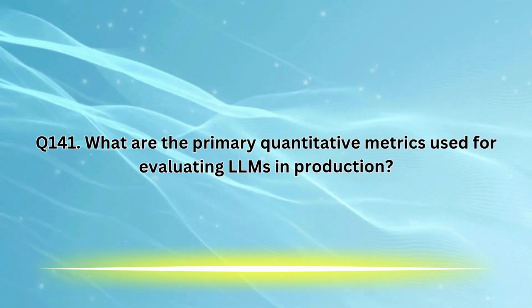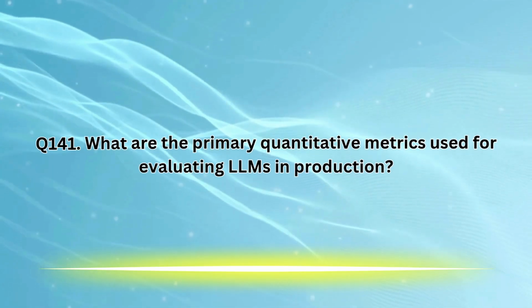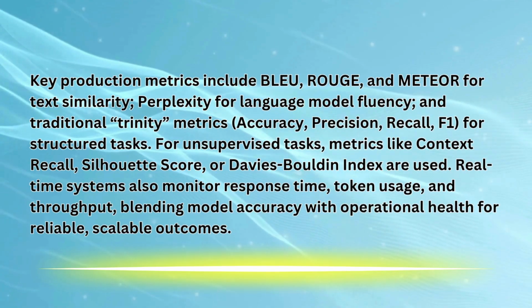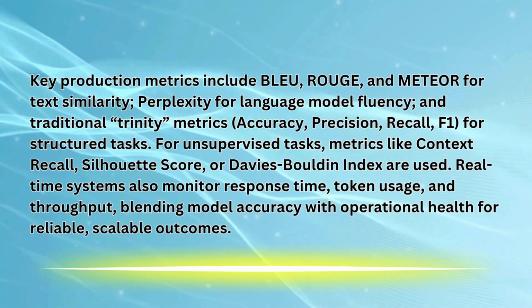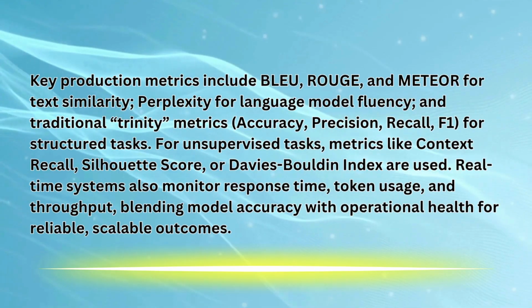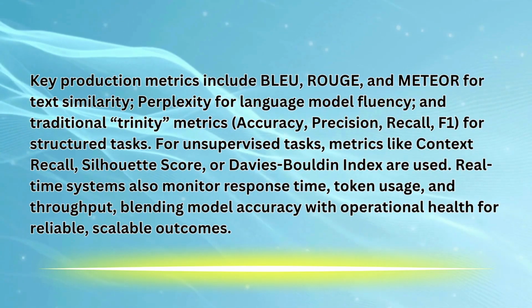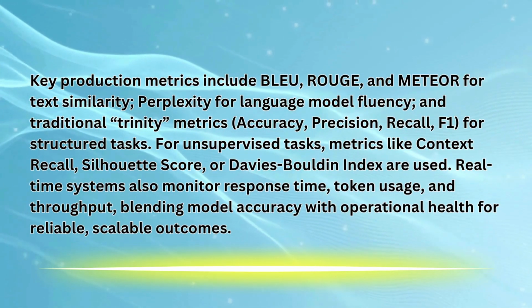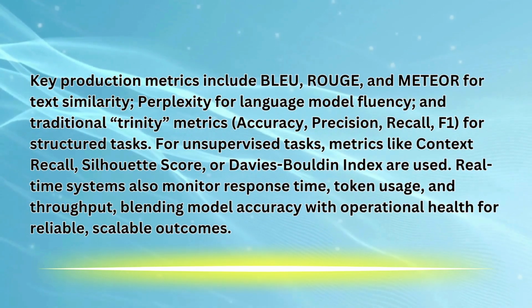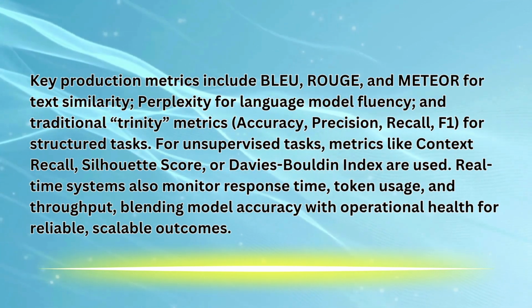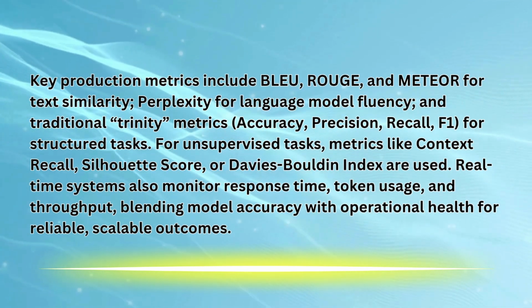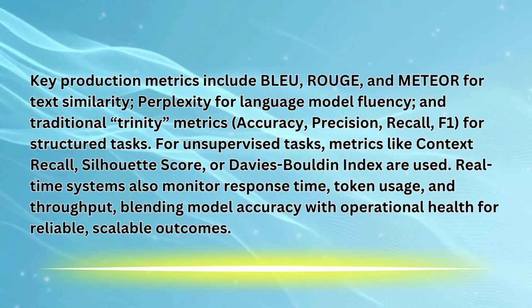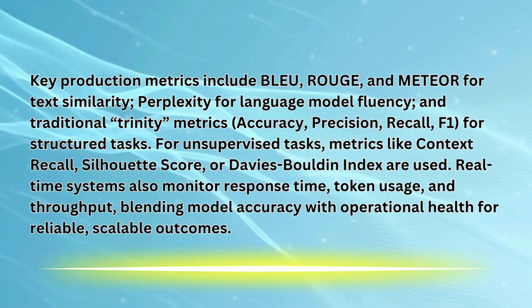What are the primary quantitative metrics used for evaluating LLMs in production? Key production metrics include BLEU, ROUGE, and METEOR for text similarity, perplexity for language model fluency, and traditional metrics like accuracy, precision, recall, F1, for structured tasks. For unsupervised tasks, metrics like context recall, silhouette score, or Davies-Bouldin index are used. Real-time systems also monitor response time, token usage, and throughput, blending model accuracy with operational health for reliable, scalable outcomes.